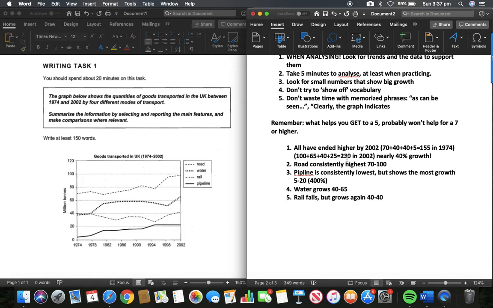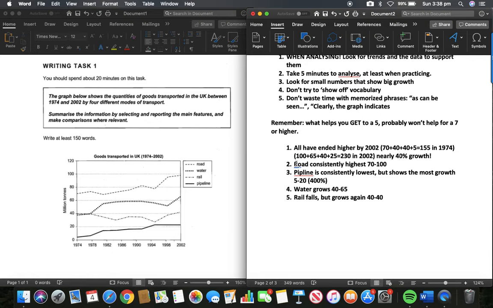Watch out for that. In these line graphs, people do not pick up on that. A lot of teachers do not teach that. But that's a major, major point to look at. The gross increase, the total increase of all four. So watch out for that.